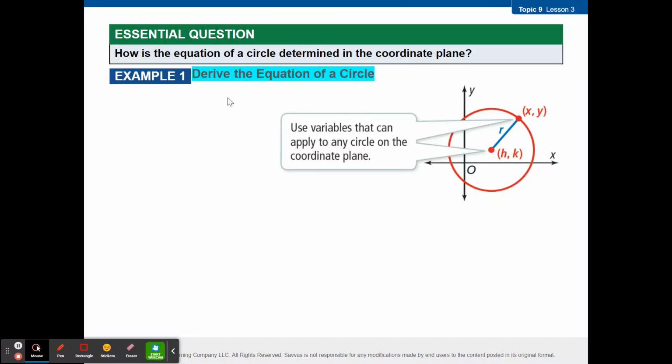So here's how we derive the circle equation. If you look, you're given a center and you're given a point. Okay. If at any point you need to find the radius, you would use the center and the point to find the radius.